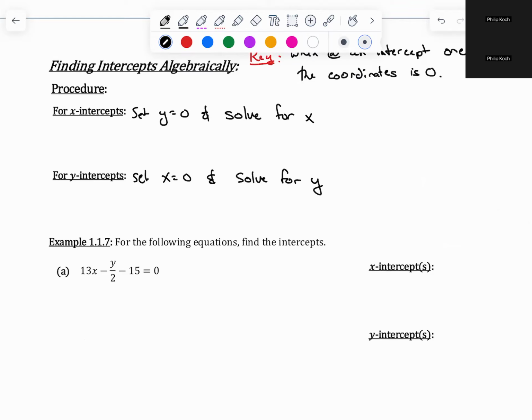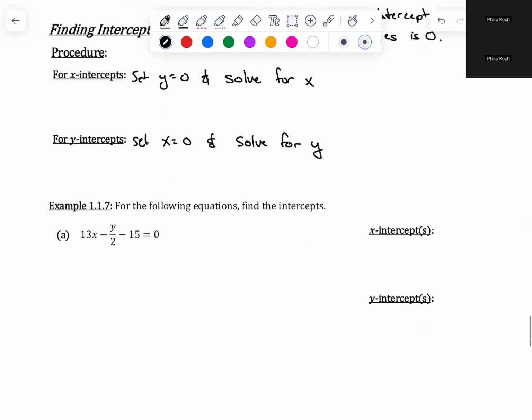13x minus y over 2 minus 15 equals 0. We want to find the x-intercepts or intercept and y-intercept or intercepts. So for the x-intercept, we're going to set y equal to 0. And what will that do? Well, 13x will stick around, but I'm plugging in 0 for y. So it's minus 0 over 2 minus 15 equals 0. That gives me 13x minus 15 is equal to 0.